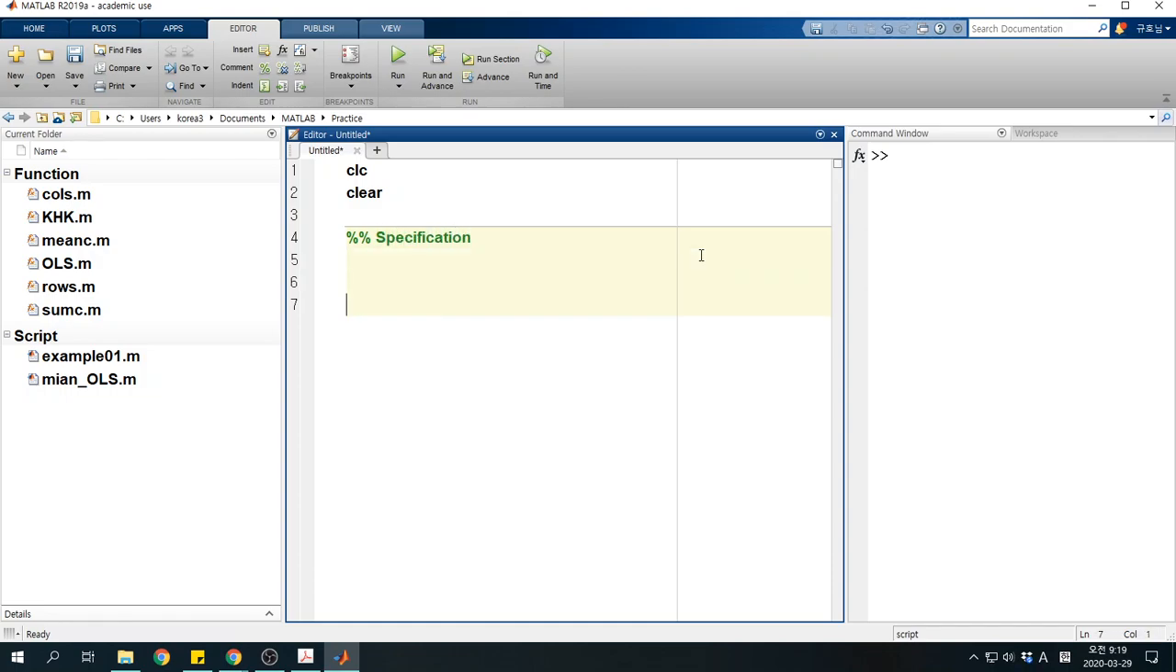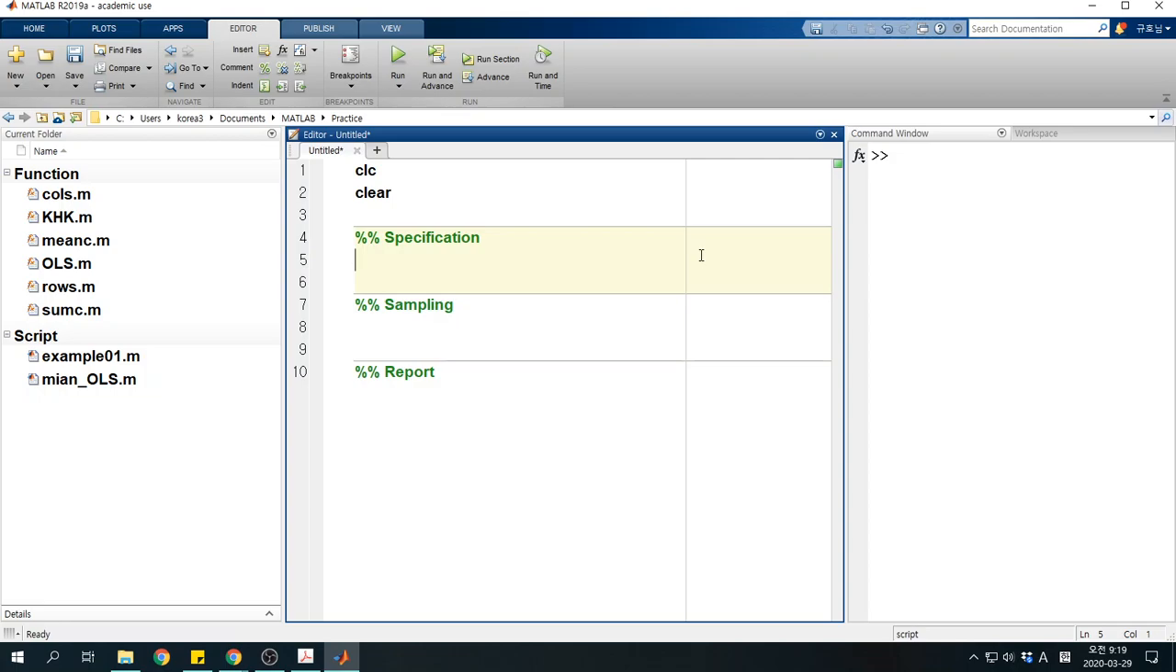And then the second step must be sampling. The third step must be just report.